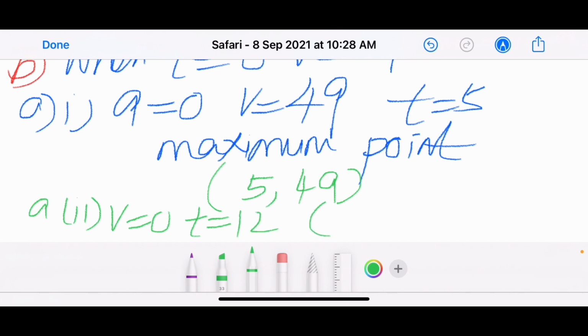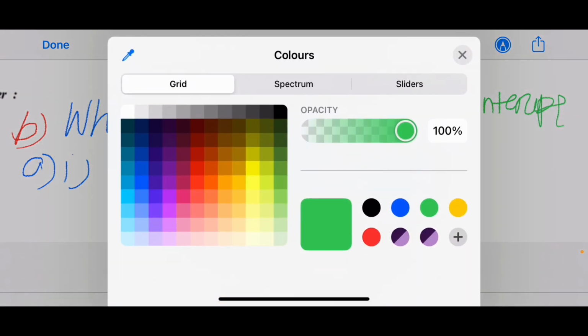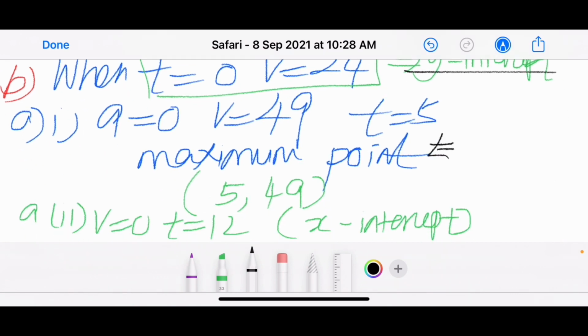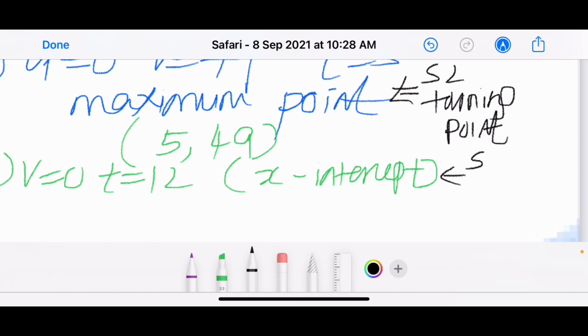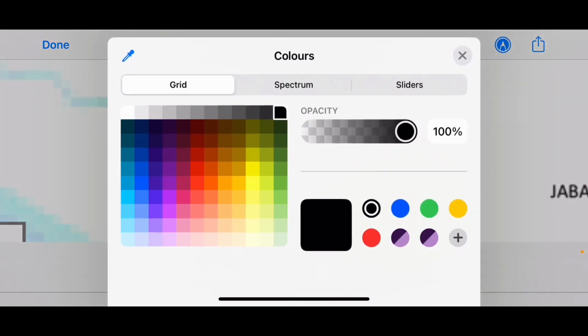Basically, for you to sketch the graph, you need to find the x-intercept and y-intercept and the maximum or minimum point. The x-intercept here is actually the t-intercept, so that is when v equals 0. We also need to find the y-intercept, which is the v-intercept. That is when you substitute t equal to 0, you will get velocity 24. So we need to follow the steps whenever we want to sketch a graph. Step 1, find the y-intercept, then find the turning point, and then find the x-intercept. Here we don't have x and y; v represents y and the time represents x.